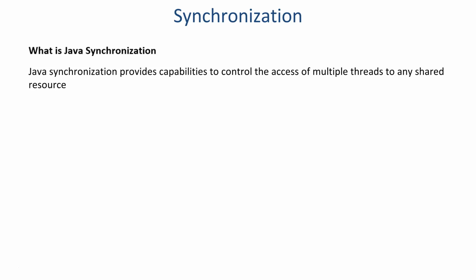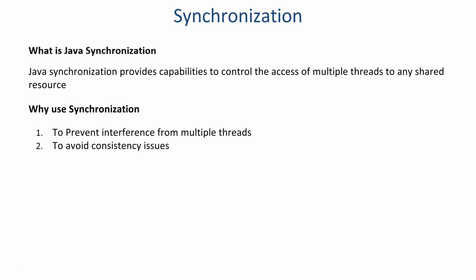When you have multiple threads operating on a shared resource, they may all be modifying the behavior of that shared resource. But each may have a wrong value of that object, and that could create consistency issues. So what we can do in this case is use synchronization to serialize the access to the shared object by multiple threads. So we use synchronization to prevent interference from multiple threads and to avoid consistency issues.